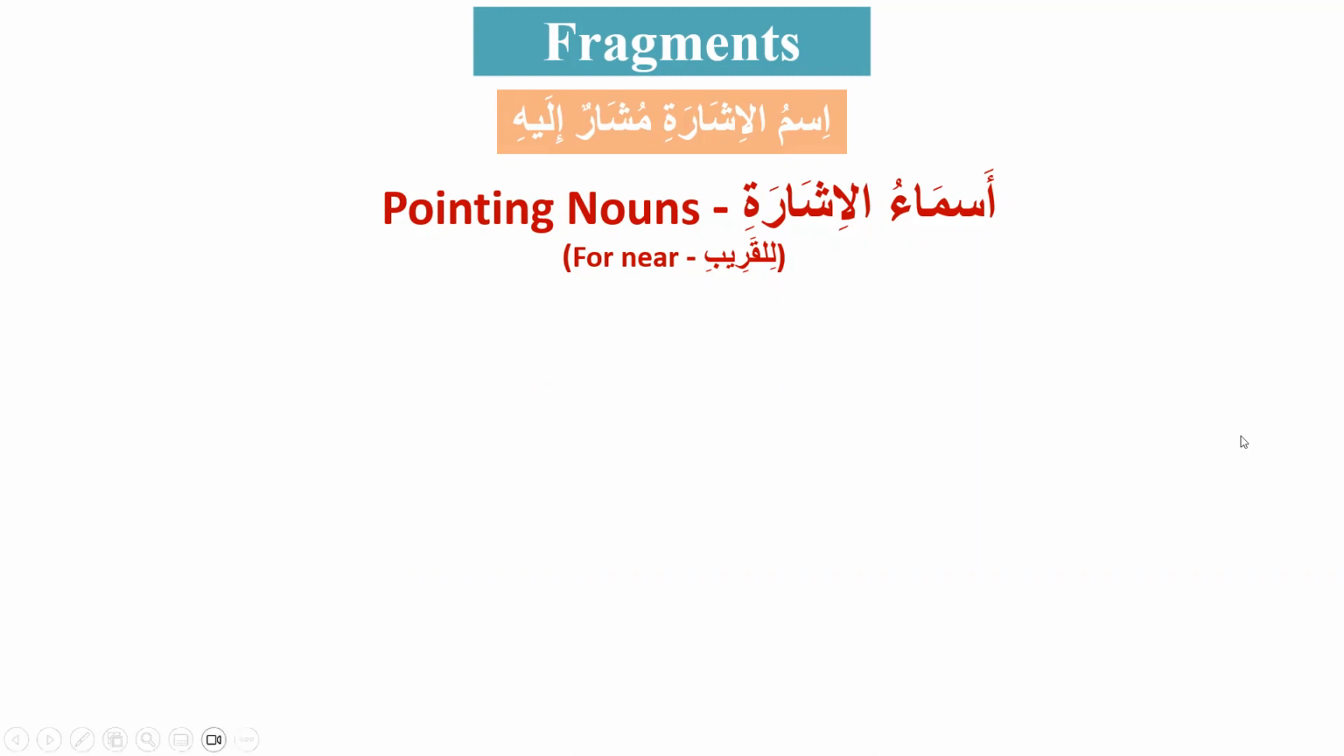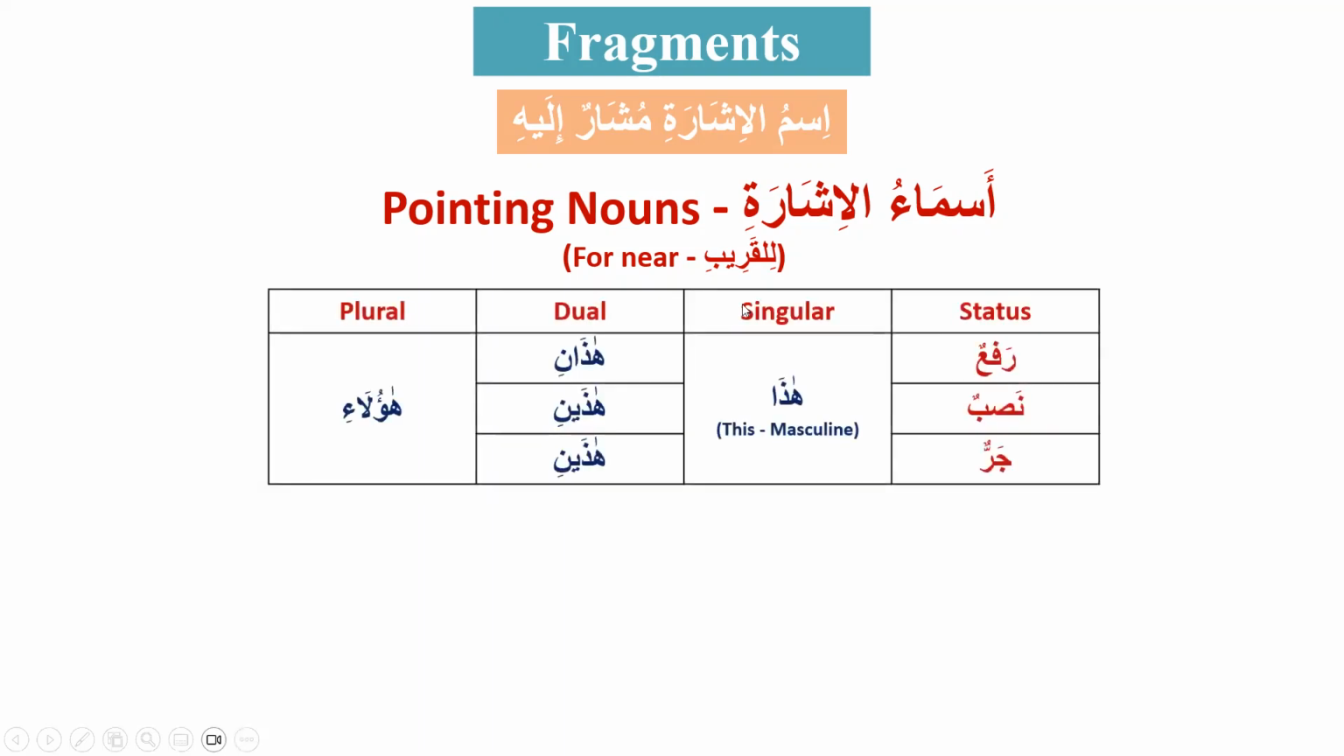The first is Ismul Ishara for close by for masculine: Haza, Hazani, Haulai, and for feminine, Hazihi, Hatani, Haulai. That's good. Thank you, Brother Rauf. So first, memorize this if you don't know this.